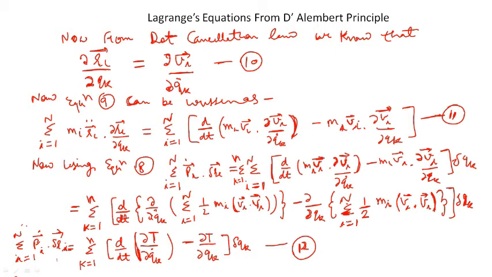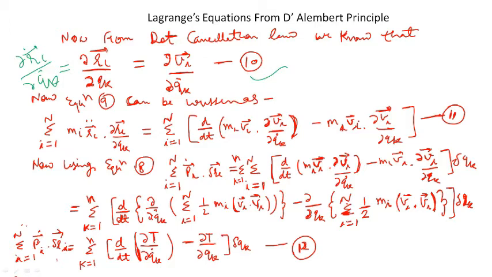Now one thing you also have to remember here is the dot cancellation law, and you know that the dot cancellation law is del ri over del qk is equal to del ri dot over del qk dot. So del ri dot, you can write it as del vi over del qk dot. Let us say it is equation number 10.